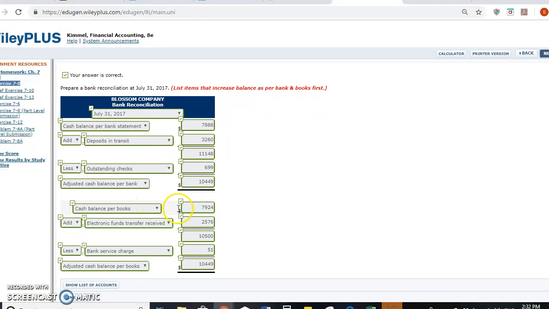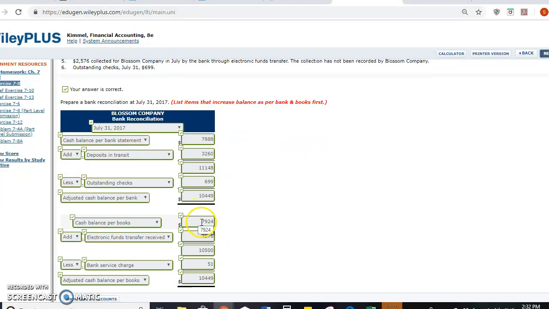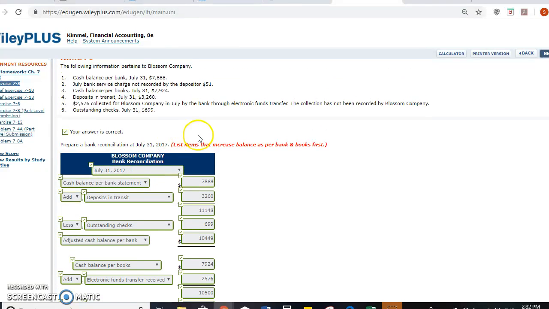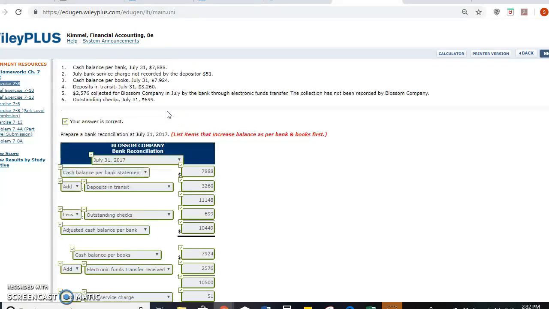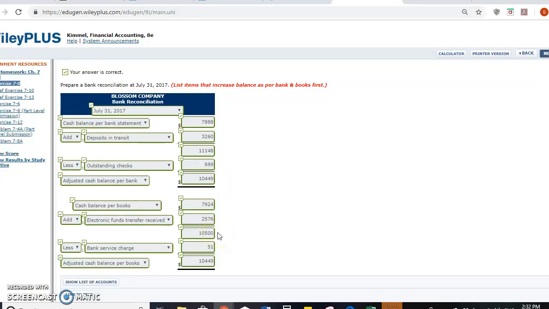Next, we're doing the cash balance per books. And up here at the top, it tells us that that number, as of the end of July, is $7,924. We are going to add the electronic funds transfers that we have received, and that, as of right here, is $2,576. Now, the reason we didn't have that written originally was because the bank collected it for us, so we hadn't recorded it yet, and that's where we're entering that in here, which gives us our new balance of $10,500.